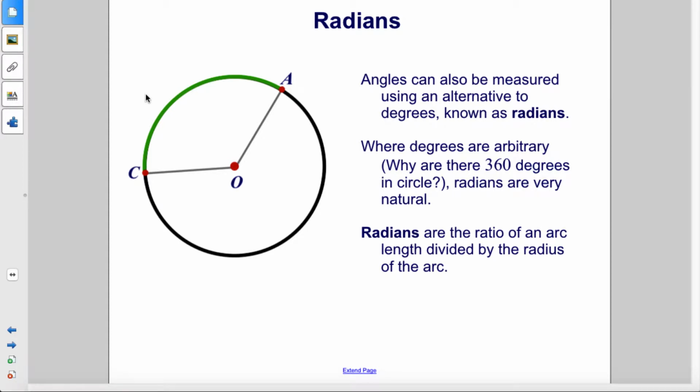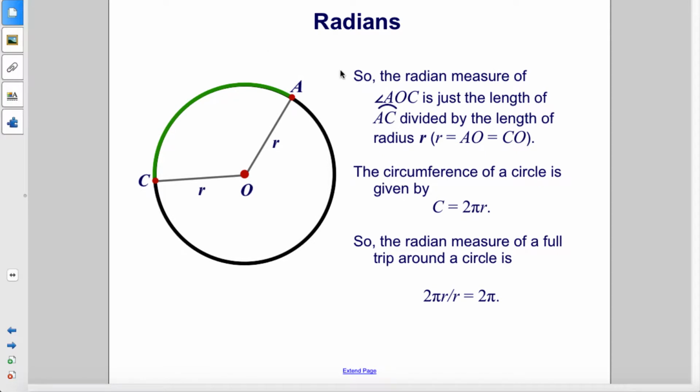Radians. Angles can also be measured using an alternative to degrees known as radians. Where degrees are arbitrary, why are there 360 degrees in a circle? Radians are very natural. Radians are the ratio of an arc length divided by the radius of the arc. So the radian measure of angle AOC is just the length of AC divided by the length of the radius r. R equals AO, which also equals CO.